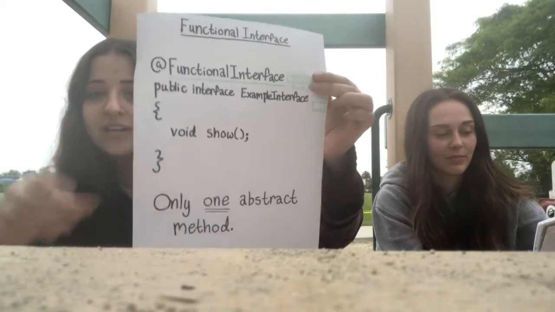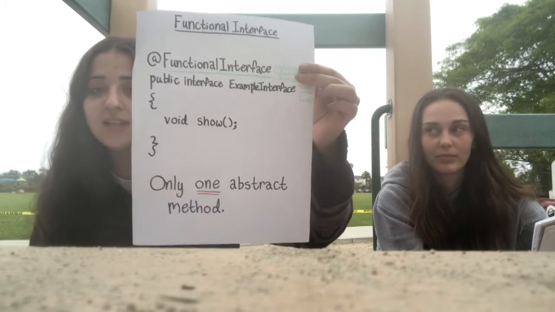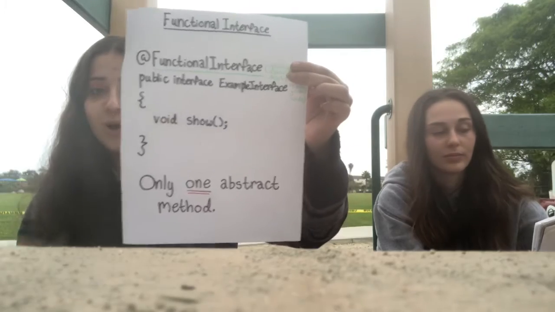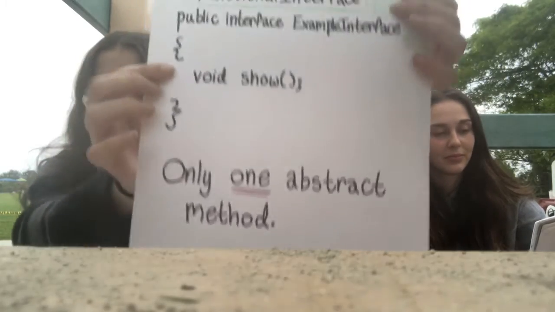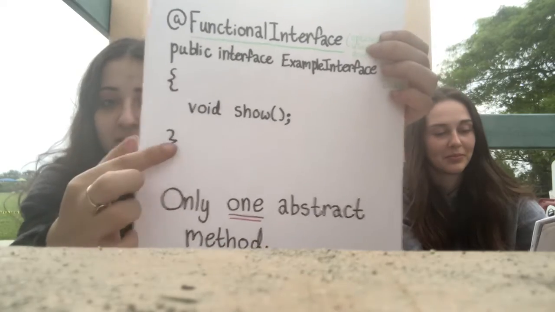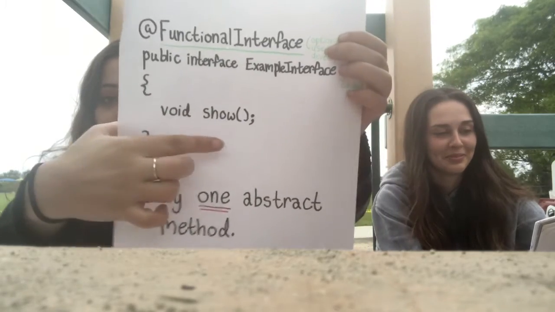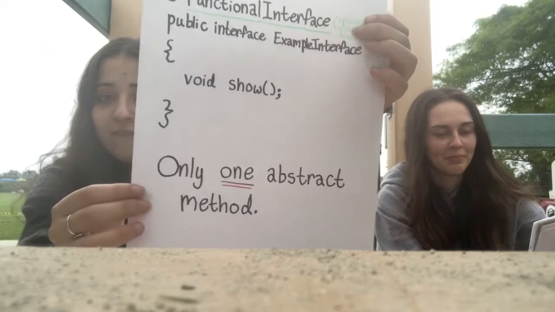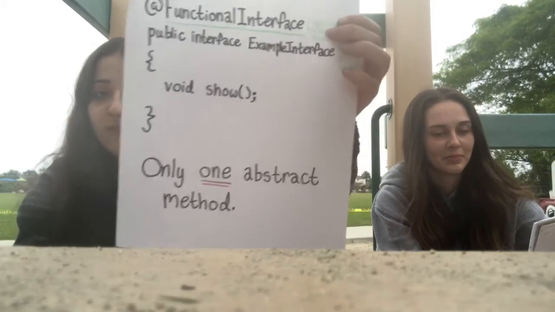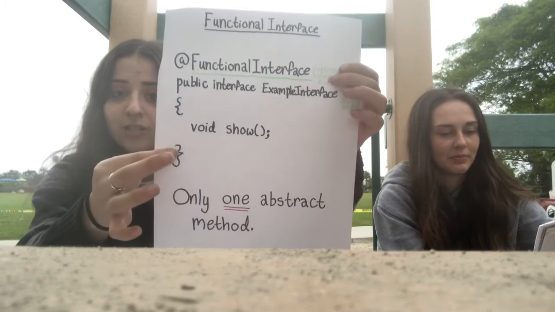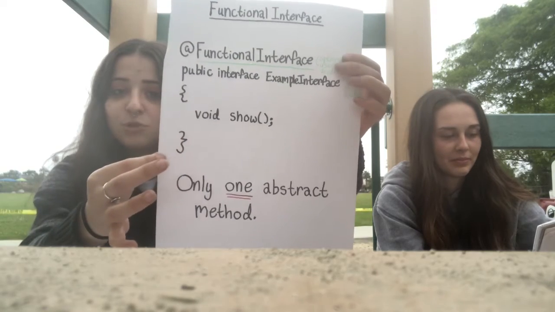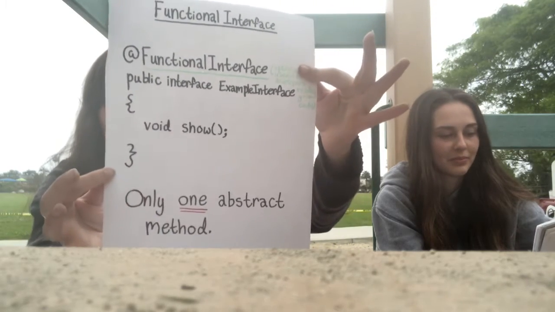A functional interface is an interface that only has one abstract method. So I show this example here where our method is simply void show. So we're not filling in any more of the method, and this is going to provide one functionality which we will later use in lambda expressions.